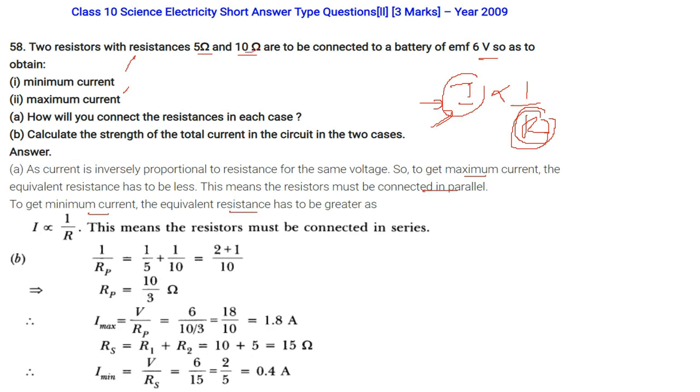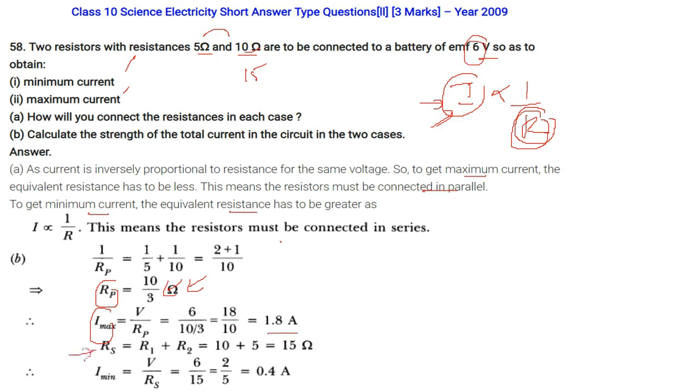So 1 by R, because these are in parallel, is 1 by 5 plus 1 by 10, this gives you 10 by 3. I max will be V by Rp, that is V by Rp in parallel, and in series we just have to add them, 5 plus 10 is 15. So let us find out for the parallel. I max will be when they are connected in parallel, V by Rp. V is 6 volt and the equivalent resistance is 10 by 3, divide them, you get 1.8 ampere.